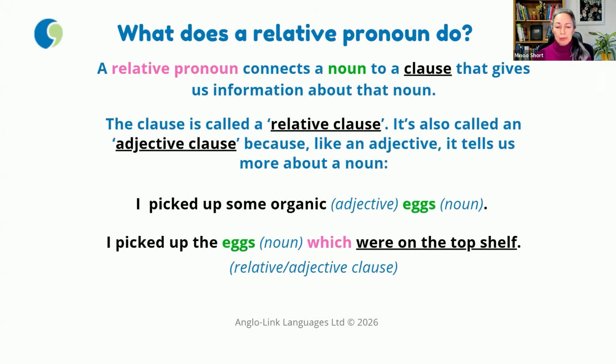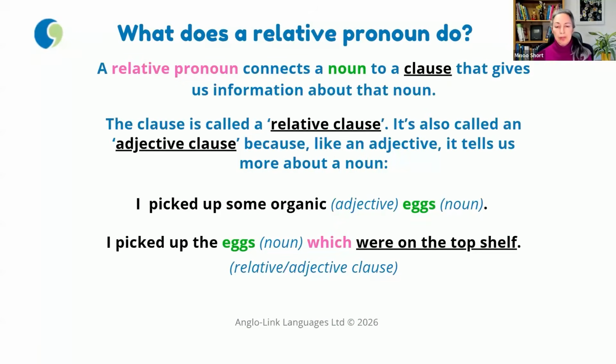So let's look at an example. The sentence is, I picked up some organic eggs. Organic is an adjective that tells us more about the noun eggs. But we can also say something like, I picked up the eggs which were on the top shelf. Again, this clause, were on the top shelf, gives us information about the eggs, and it's connected to eggs with which. Which is the relative pronoun, and were on the top shelf is the relative or adjective clause. So that's what they do.